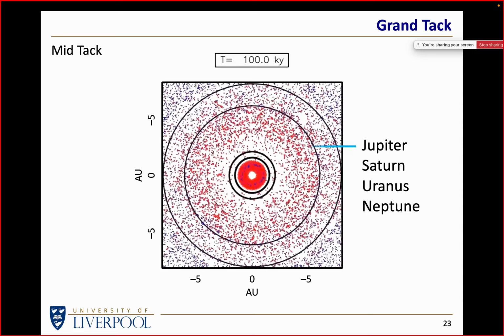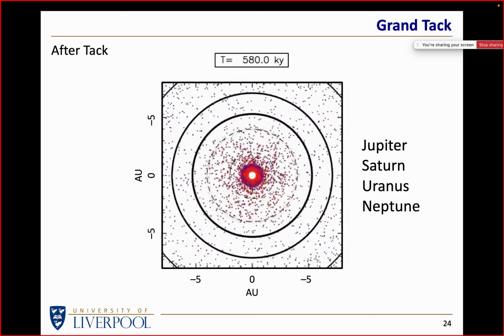So let's just remind ourselves that midway through the tack, Jupiter and Saturn are in much smaller orbits. They've come right into what we would now call the inner solar system. They've scattered a lot of the material from that inner solar system out to what we now call the asteroid belt. And in the process, it's depleted that region of the inner solar system. So let's actually see what we're left with.